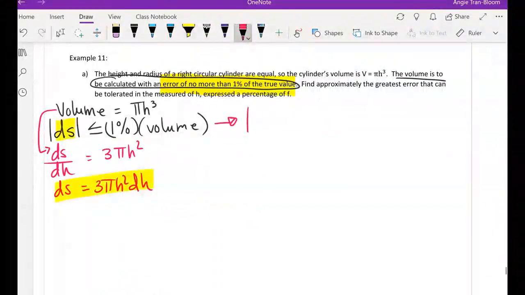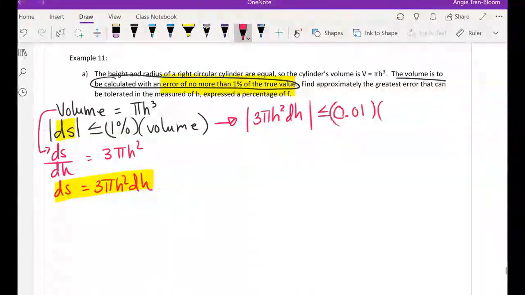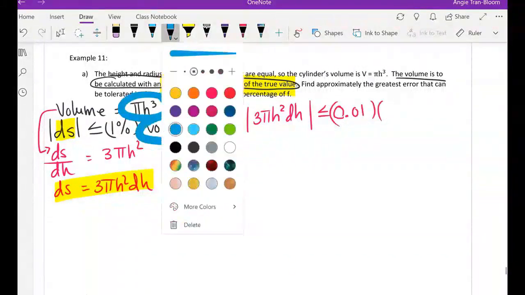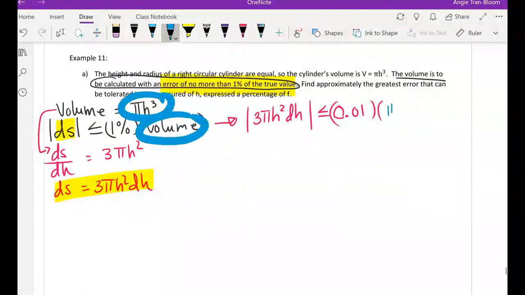And remember, I'm using an absolute value, meaning that the change can go either way, in the positive direction or the negative direction. So 3 pi h squared dh is less than or equal to 1%. Let's convert that to decimal. So 0.01 times the volume. Volume is pi h cubed. Okay, so that's the volume.